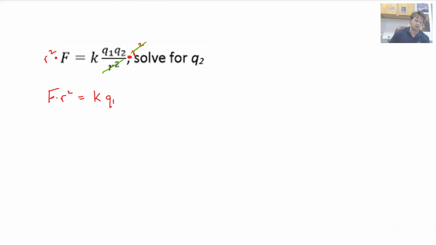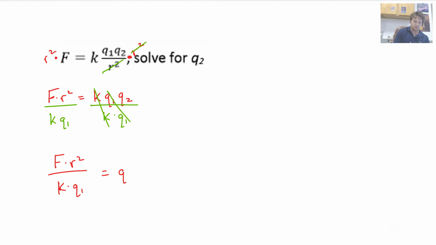And now we're kind of back to the previous problem. I need to get q1 times q2. Now I need to get that q2 alone. So all of these are being multiplied. I can divide by everything that I do not want. So the k and the q1, all those cancel. And what I'm left with is f times r squared divided by k times q1 is equal to q2. And there's our final answer for q2.